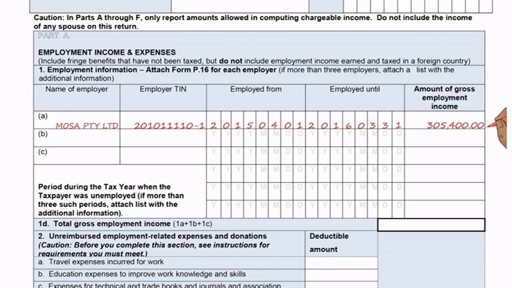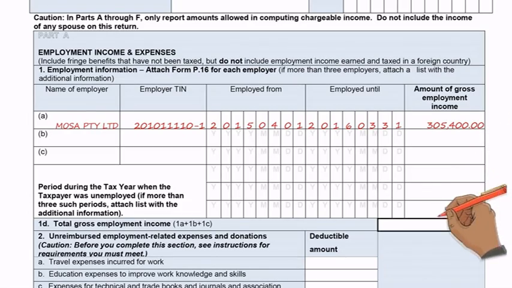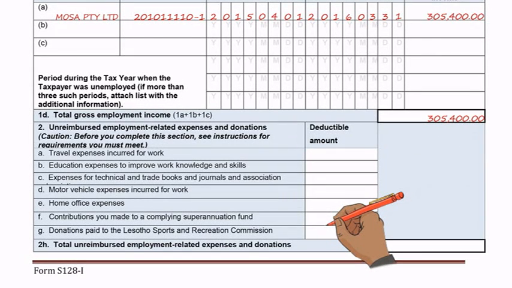If there are more employers, you fill in as shown in column A. In row 1D, fill in the total of all the cross-employment income. 2. In the section below, fill in the unreimbursed employment-related expenses and donations. These are the employment-related expenses that you incurred from your pocket and the employer did not pay you back. In the case where these expenses were not incurred, we leave the spaces blank.